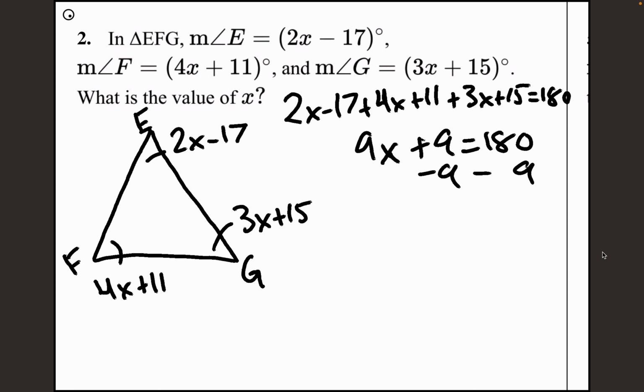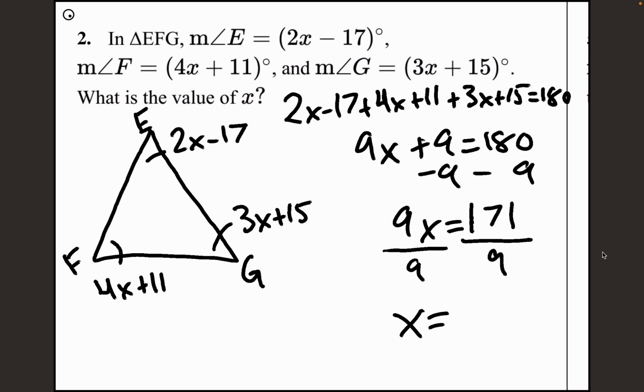Subtract by 9. What's 180 minus 9? Oops, I don't know why I wrote 181. It's 171. What's 171 divided by 9? Say it out loud, Lucy. Don't guess. 18. I thought you said 18. It's 19. Oh, yeah, 19. It's 19.